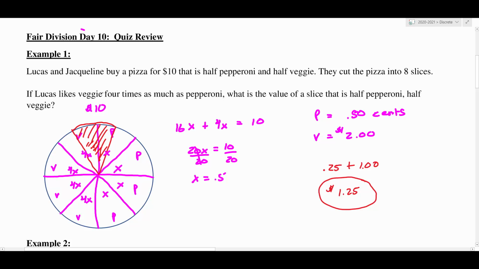All right, guys, hope you found that helpful. That's really all there is to that problem. A little bit of algebra, a little bit of thinking about what they're asking for. You might get lucky and they might just say, what's the value of a slice of pepperoni, or what's the value of a slice of veggie pizza, in which case you'll have that done here. But if they give you one of these half and half deals, you got to make sure that you split each one in half and add them together.